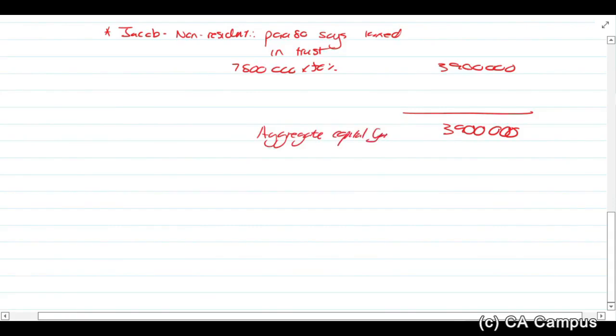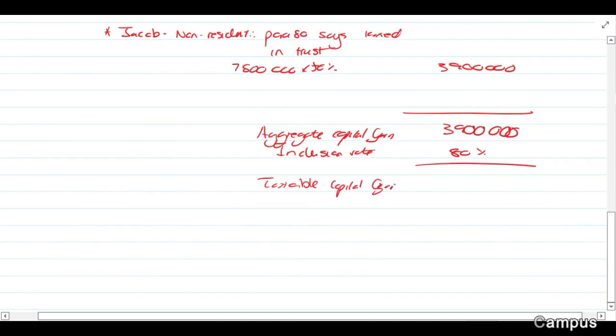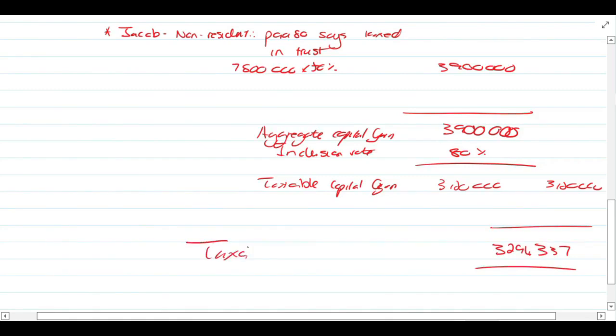This is the aggregate capital gain. Then we have our inclusion rate. Inclusion rate for a trust is 80%, remember. It uses the taxable capital gain. $3,120, and that goes into my column. Right, I add up everything. I'm just using the amount per the solution here. Obviously, you'll add up yours. That gives us taxable income.